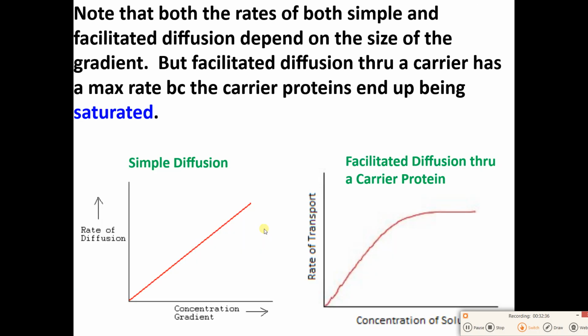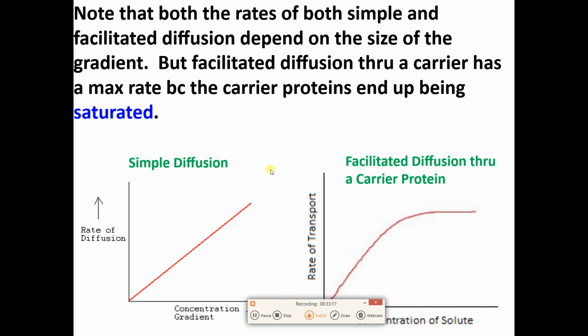Now, we can actually represent this in a graph. We said earlier that concentration gradient, as it gets bigger, the rate of diffusion gets bigger as well. And this is true up until a point for facilitated diffusion through a carrier protein. In facilitated diffusion through a carrier protein, we're going to reach a point where the carrier proteins are all saturated. They're all working as hard as they can. They're all occupied. So it doesn't matter if we add more and more solute. We're going as fast as we can.